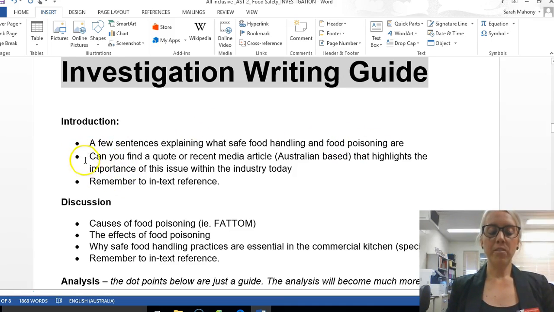Secondly, it would be great to have some sort of a quote from a recent media article. You can use the two at the bottom of this document that we would have been through in class, or you may be able to find something of your own. Just choose a section of the article or a quote that really highlights why safe food handling is important for catering businesses, or perhaps what some of their negative results can be if they're not followed. As always, remember to in-text reference even in your introduction.